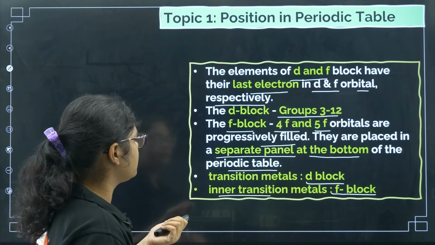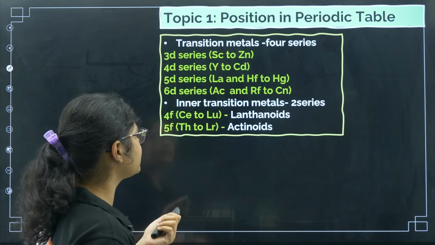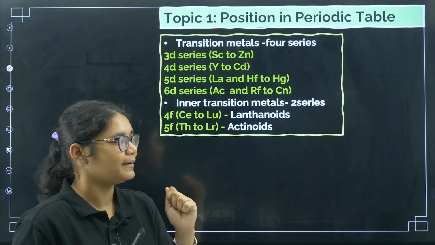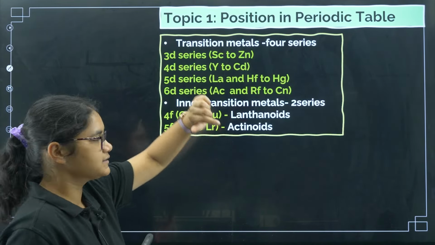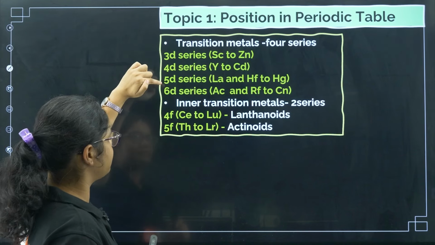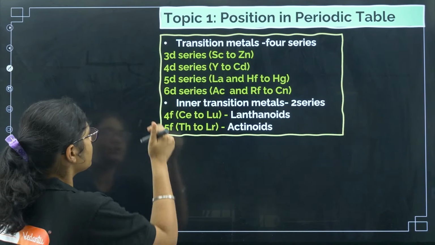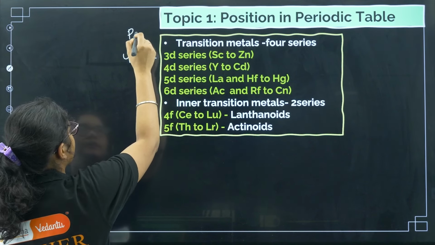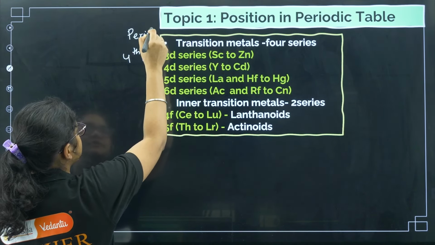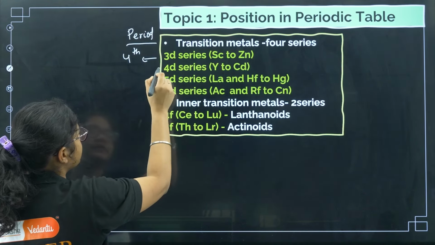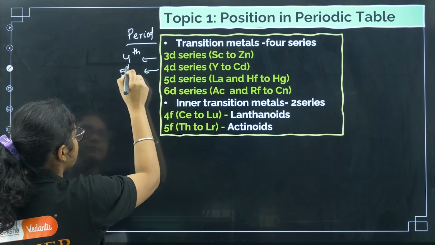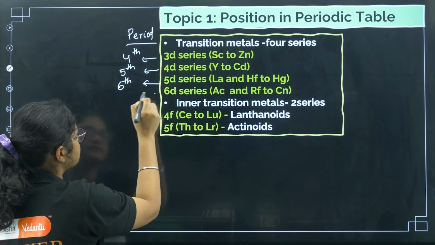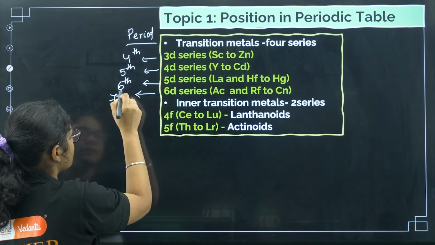So now coming to this one, next important here. As I say, transition elements or transition metals have 4 important series: 3D series, 4D series, 5D series and 6D series. So now remember, this 3D series belongs to the 4th period. I'll write here period. So there are 7 periods in the periodic table. So 4th period 3D series, this is 5th period, okay, and this is 6th period, and this is 7th period, okay.